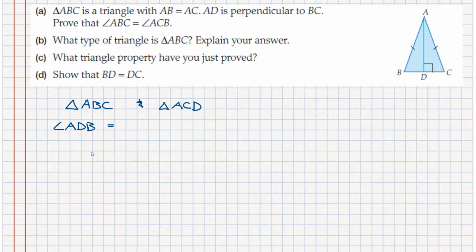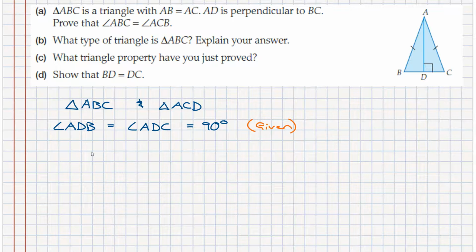Now, angle ADB, we know for a fact that it's going to be equal to angle ADC, and they're both going to be equal to 90 degrees. How do we know that? Well, notice that they share a common line, and because one of them is 90 degrees, then the other one also has to be 90 degrees. So we can get away with just saying that that's given because it's so obvious.